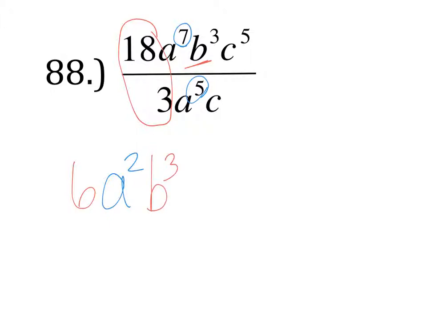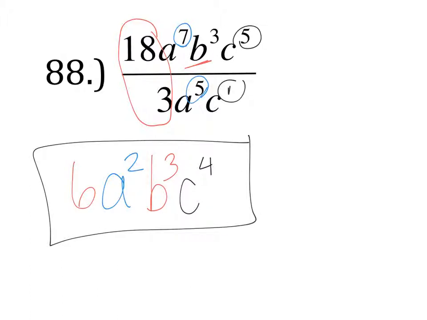And then our c values, we have 5 c's in the numerator and 1 in the denominator. So if we subtract, we're going to get c to the 4th power. So instead of having to write out all of the a's, the b's, the c's, and then simplifying to make that giant 1, you can use the exponent rule and you can subtract them.